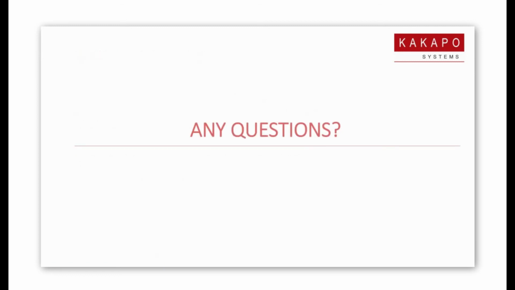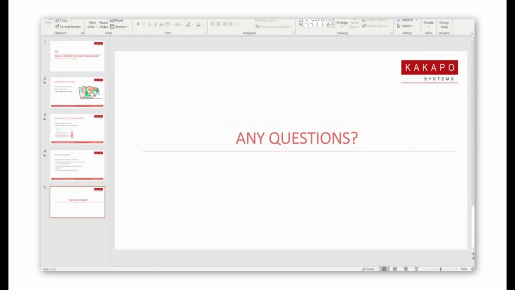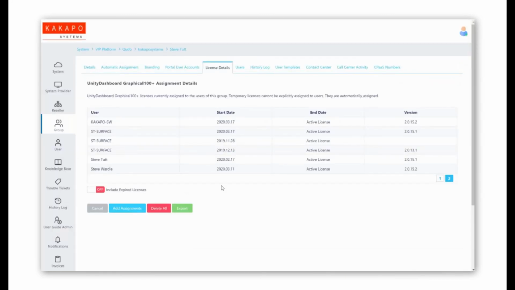Okay, let's toggle that across now, and I'll just show you in the portal here. So here we are in the Unity portal. I'm looking at the license details for, in this example, Unity Dashboard Graphical 100 Plus. There are 6 variants for the Unity Dashboard, 3 tabular and 3 graphical, depending on how many agents you want to monitor. That's not changing. That's all staying the same.